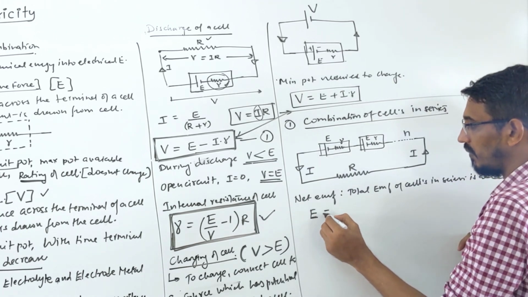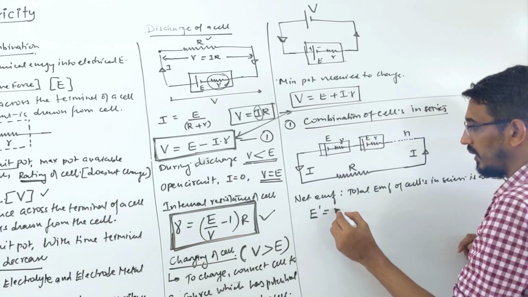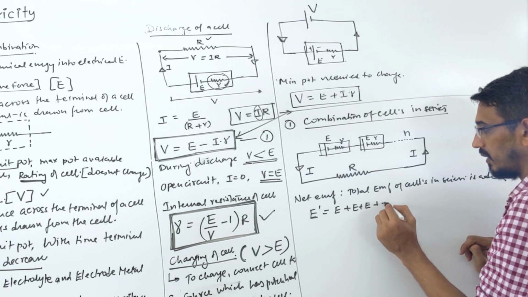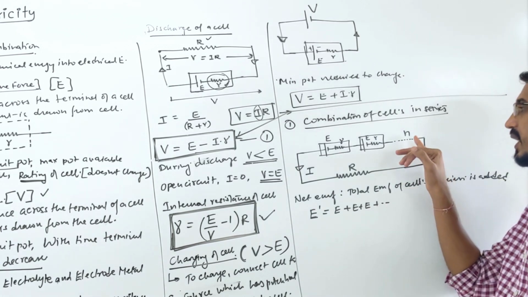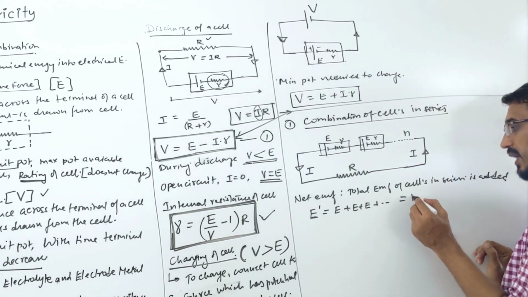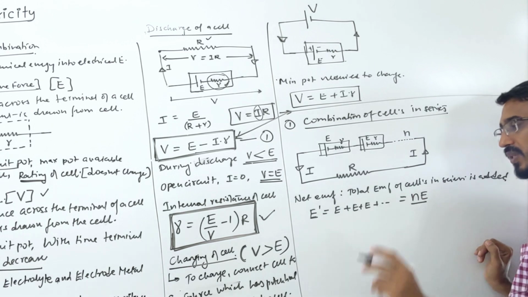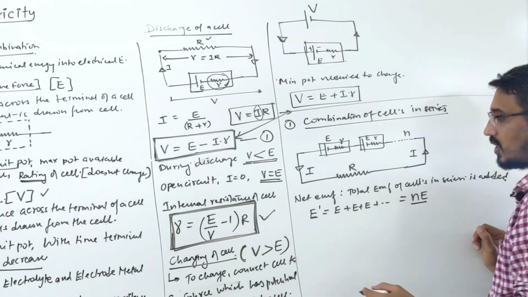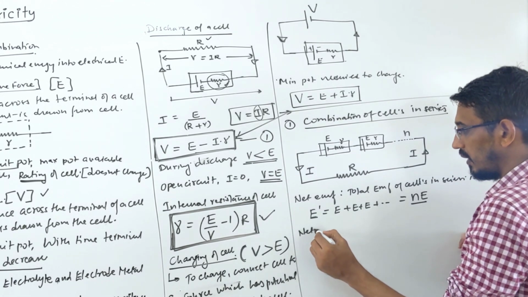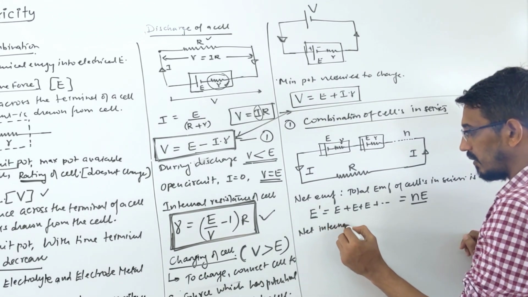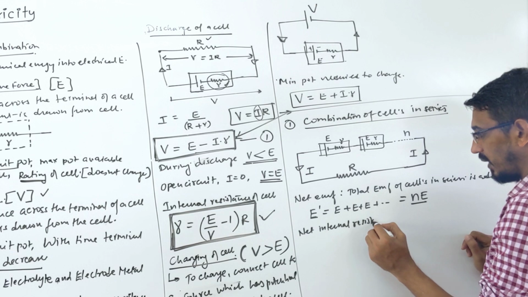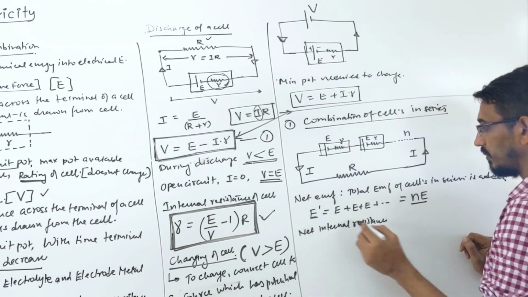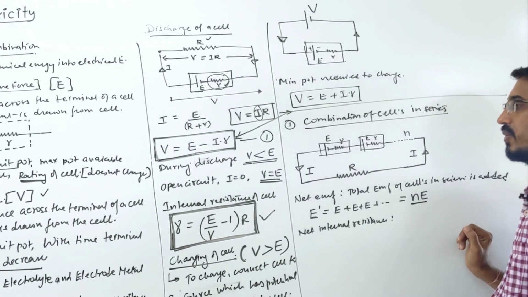So what is the net EMF? Let's call it E dash: E plus E plus E, and it goes on. We have N number of cells, so directly it is N times E, the net EMF of the cells. Now let's find the net internal resistance. Look here.